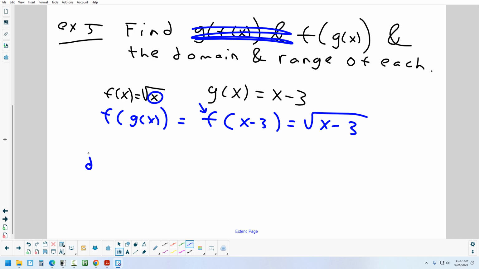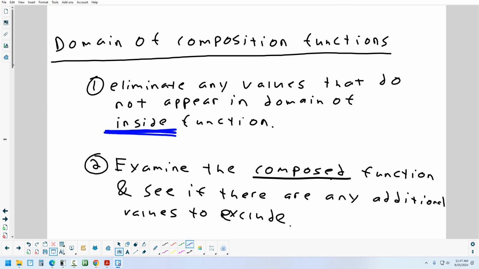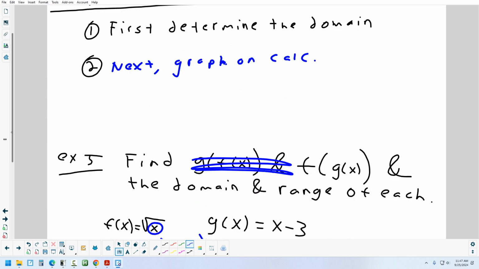Okay, so let's start with our domain. Inside function. Okay. G of x. Does g of x have any square roots in there? No. Does it have any fractions with letters in the bottom? No. So then there are no restrictions on the inside function. But that's not the whole thing. Now we have to look at the final answer.